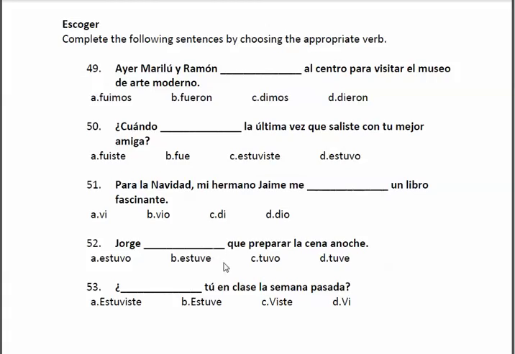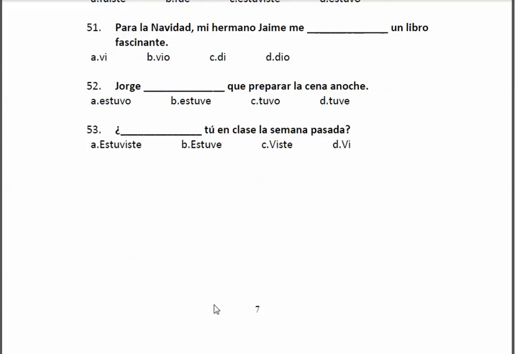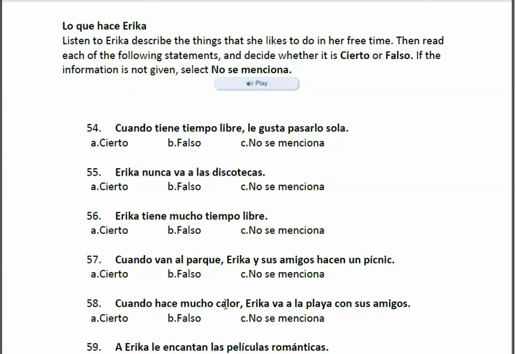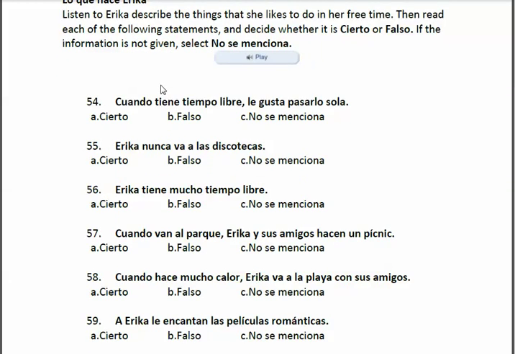So here again, we've got choose the appropriate verb. This is preterite. It's irregular preterites again. You just have to decide which of the 2 choices makes the most sense, and then which spelling of your choice makes the most sense. Okay, then you've got a listening section. Lo que hace Erika. Listen to Erika describe the things that she likes to do in her free time. Then read each of the following statements and decide whether it is true or false. If the information is not given, select no se menciona.